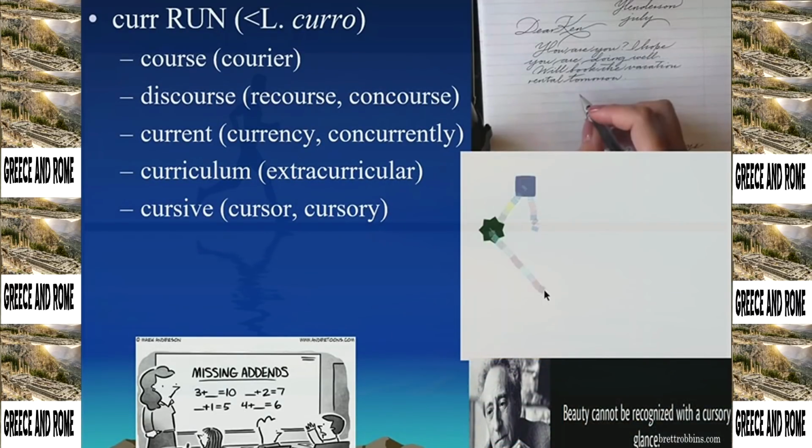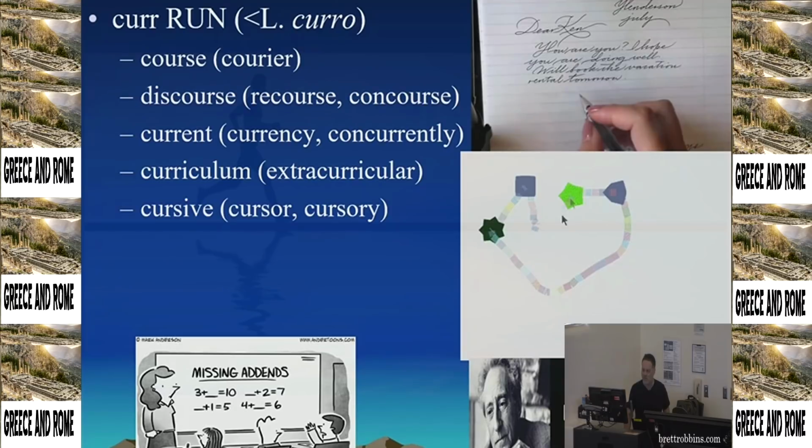And then we have this quote from Jean Cocteau: beauty cannot be recognized with a cursory glance. Okay, so in other words, you need to reflect on beauty. You need to take your time, just like we're doing in this class with these beautiful words.